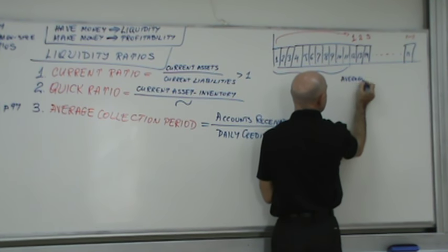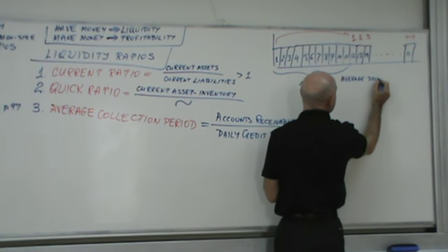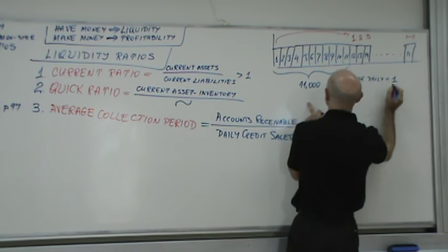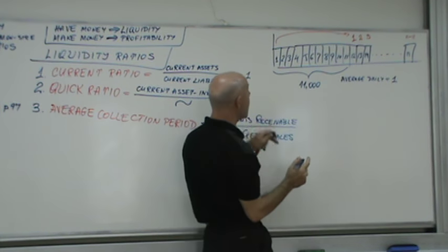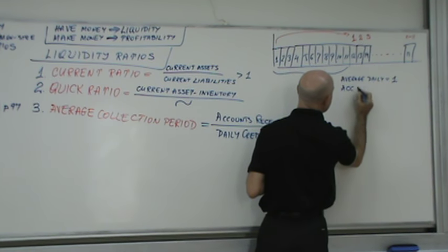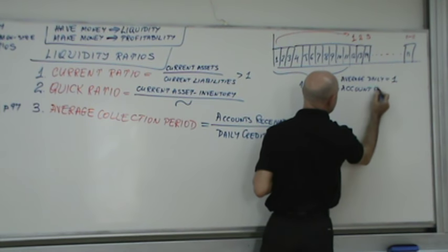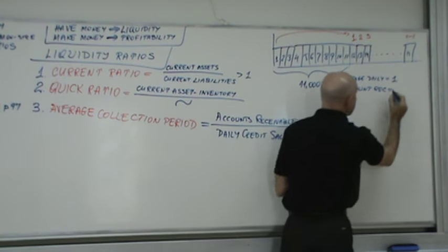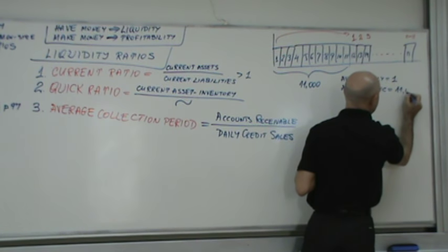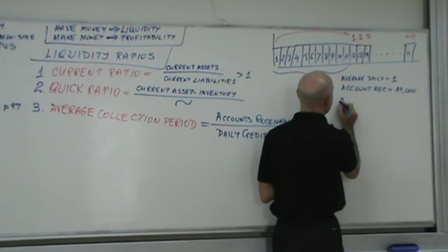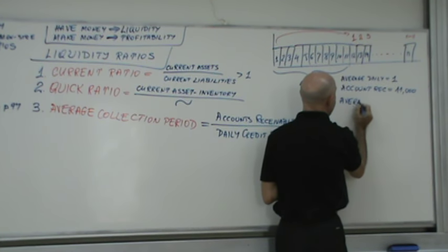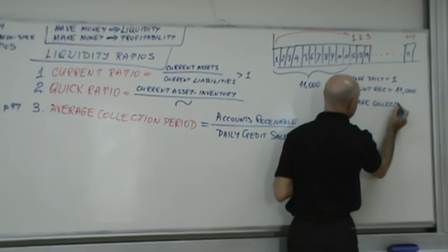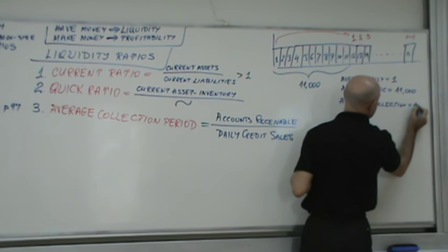So, what is the average? Average daily is 1,000, but account receivable is how much? 11,000. And the average collection period is? Collection is 11 days.